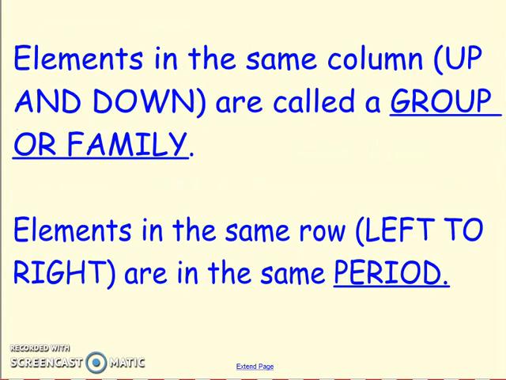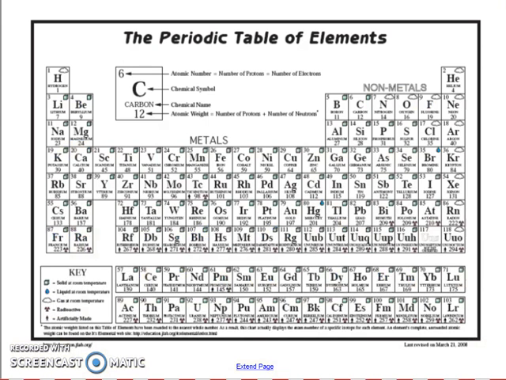Okay, so the first thing we need to know is that elements in the same column, this means up and down or vertical, they're called a group or a family. If you look at your periodic table, there are 18 of them across. So if we go back here, if you count across this direction, there are 18 of them. Okay, so that's a group or a family.